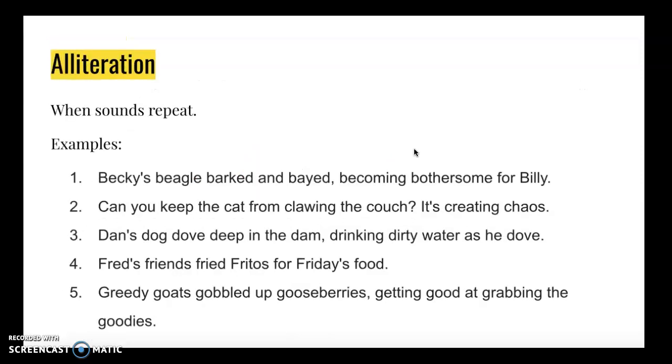Next, alliteration. When sounds repeat themselves, okay, so kind of look these over. The first one says, Becky's beagle barked and bayed, becoming bothersome for Billy. What sound is repeated over and over and over again? It's the letter B, right? Okay, same for number 2. Can you keep the cat from clawing the couch? It's creating chaos. So that's C, the k, that's being repeated over and over. That is your alliteration when sounds repeat themselves.